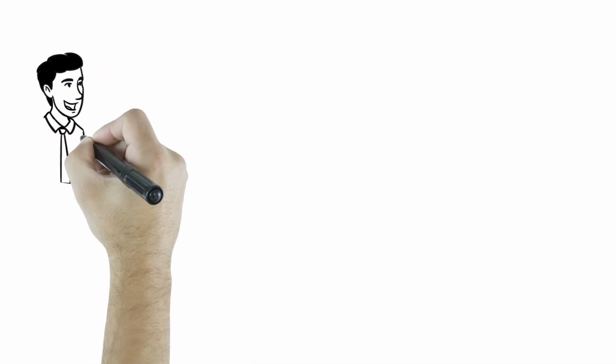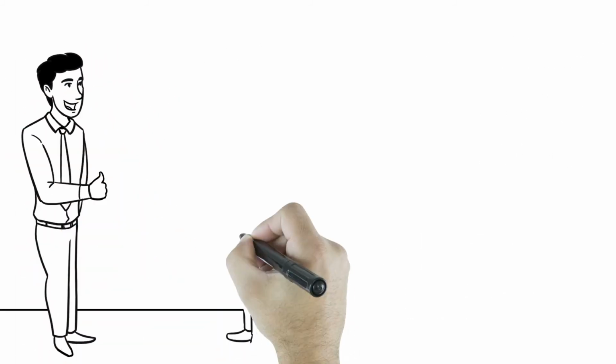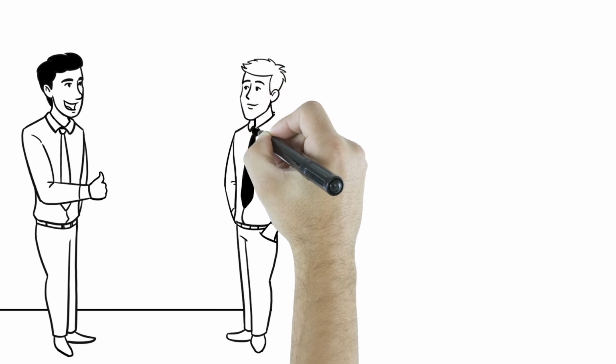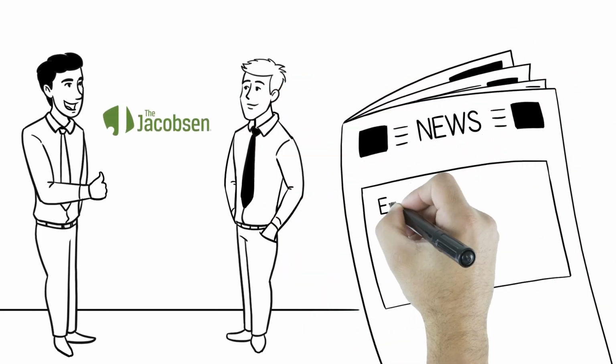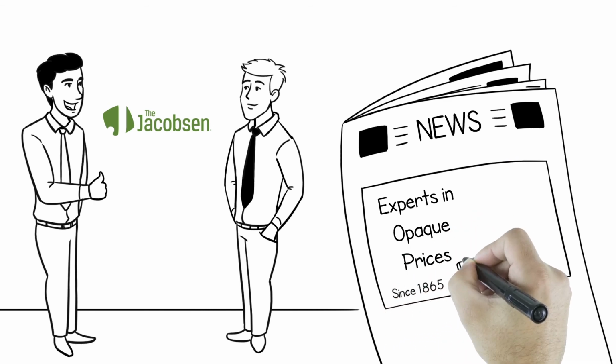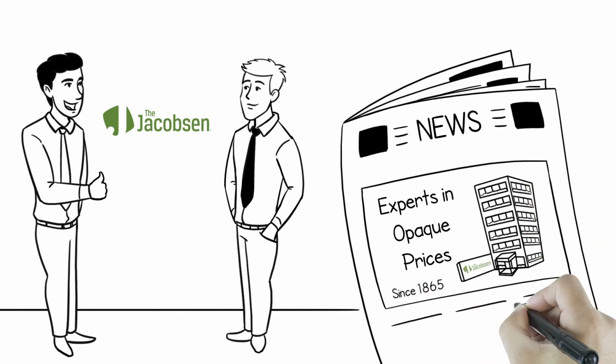George tells Charles that he would like to use the Jacobson as the independent price reporting source to calculate the average monthly price of the swap. The Jacobson has been in business for 165 years and are known as the experts in opaque prices.